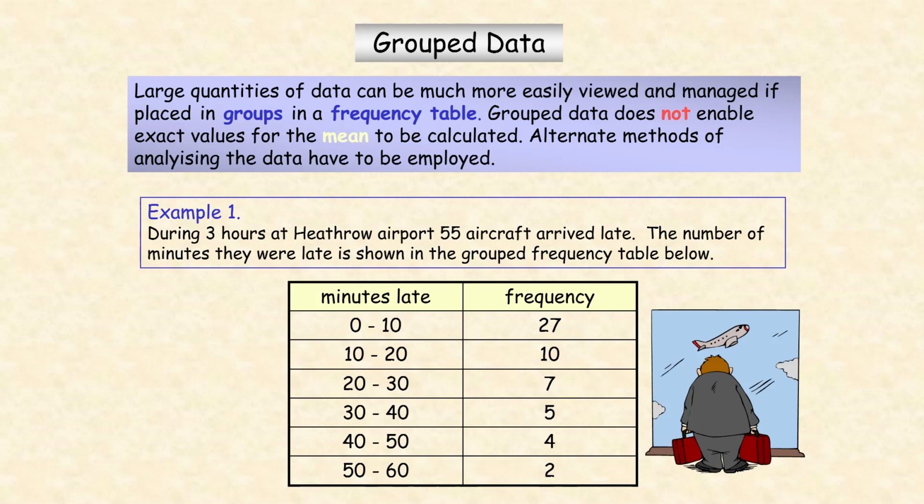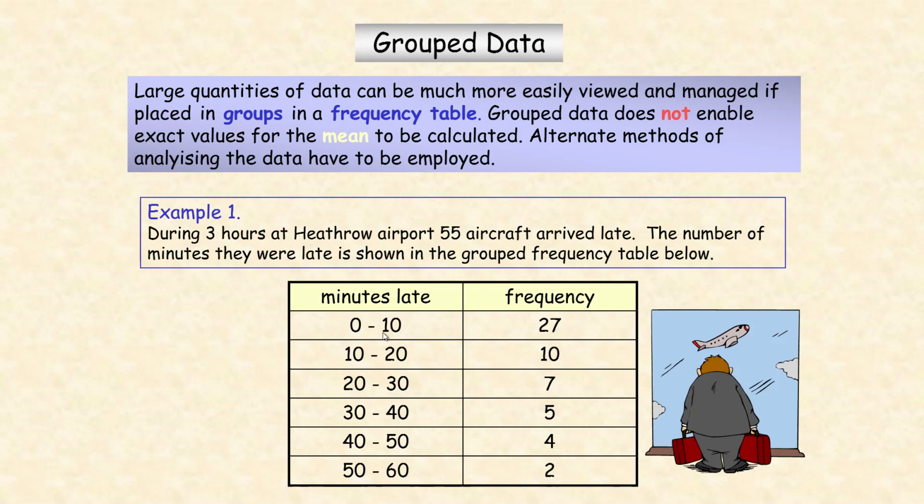Okay, in this example we're going to be looking at grouped data. So in this example we've got over 3 hours, 55 aircraft arrived late. The number of minutes they arrived late is shown in the group table below. So they've grouped the table, it's over 3 hours, they've watched how many are arriving late.